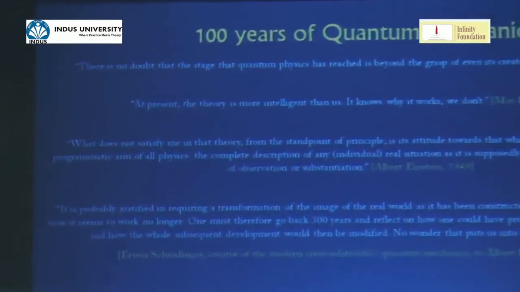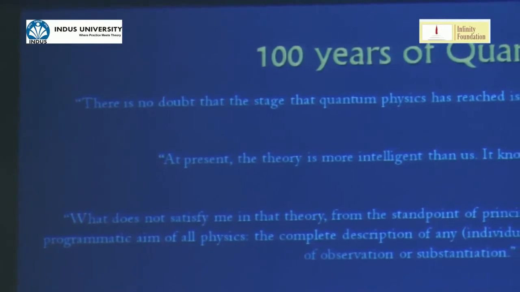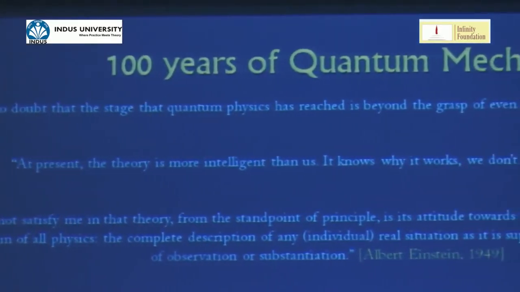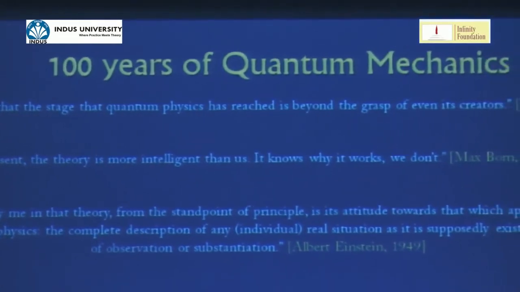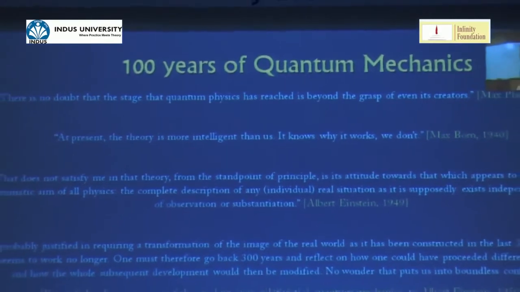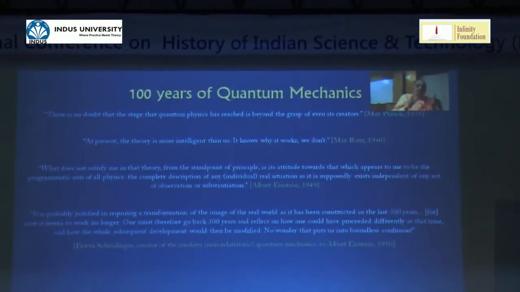Okay, I'll just read the first few slides. There is no doubt that the stage, I have got 100 years of statements by Nobel laureates in quantum mechanics from 1890 to 2010. That's more than 100 years, saying that we don't understand quantum mechanics, but they are Nobel Prize winners in quantum mechanics.